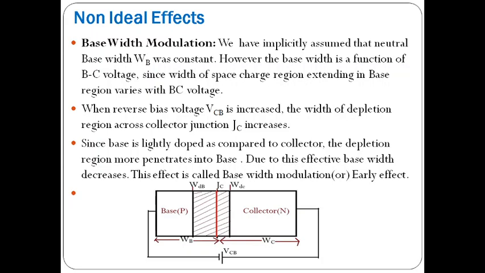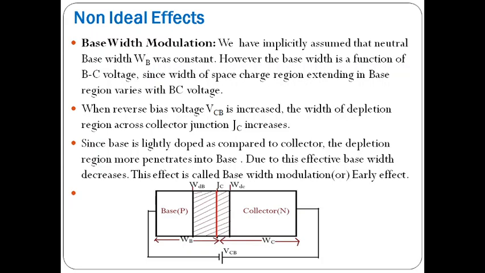So we can say the base width is a function of the base to collector voltage. By increasing the voltage VCB, what happens? The effective base width decreases. This is called base width modulation or early effect. When you increase the reverse bias voltage at the collector junction, the depletion width increases and penetrates more into the base region.